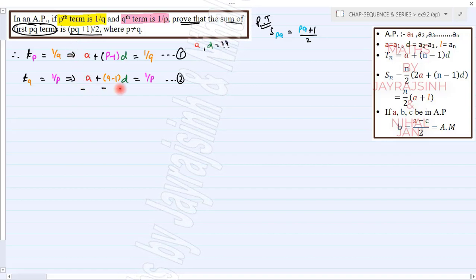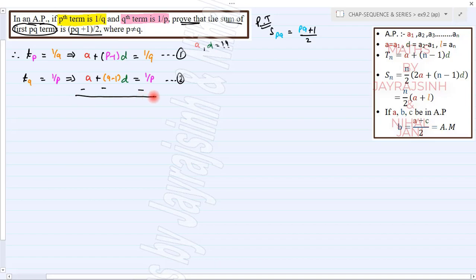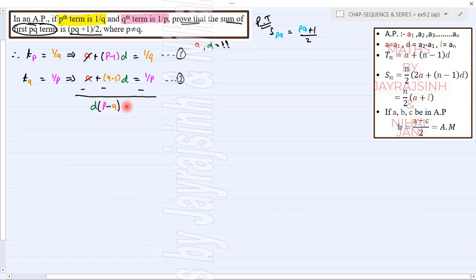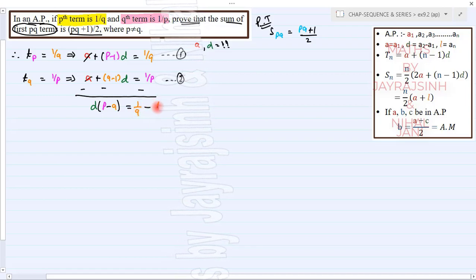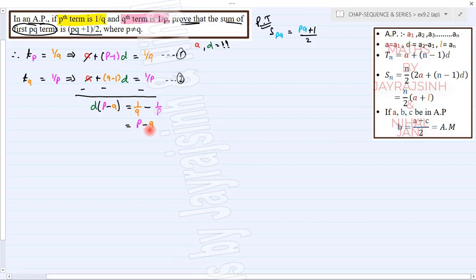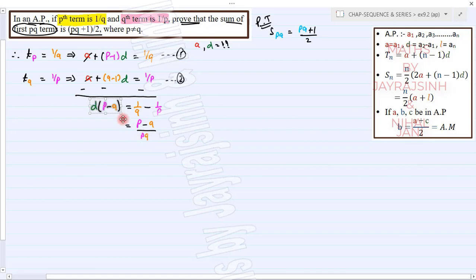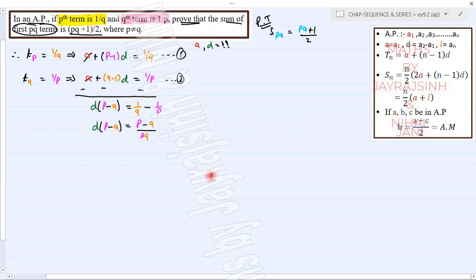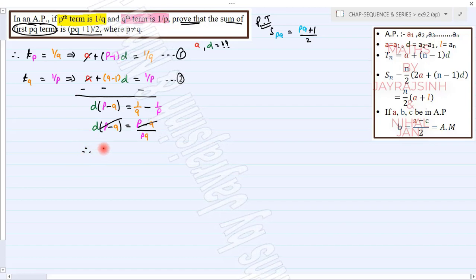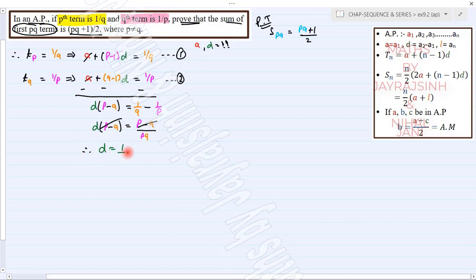Let's take the difference between equation number 1 and 2. Here a will be cancelled out and we can take d common. We will get p minus q, and the minus 1 minus minus 1 will cancel out, and on the right hand side we'll get 1 upon q minus 1 upon p. If we take the LCM, we will get p minus q upon pq, and the left hand side will be as it is. So here p minus q will cancel out. We will get d is equal to 1 upon pq.